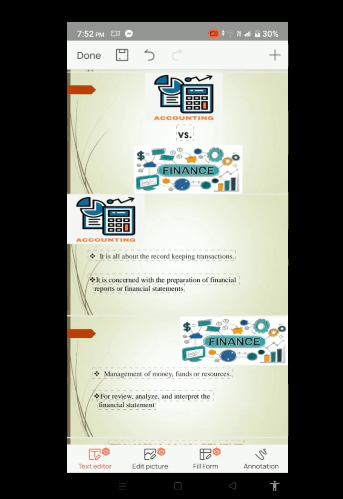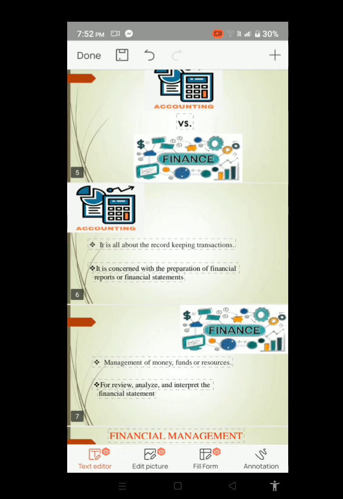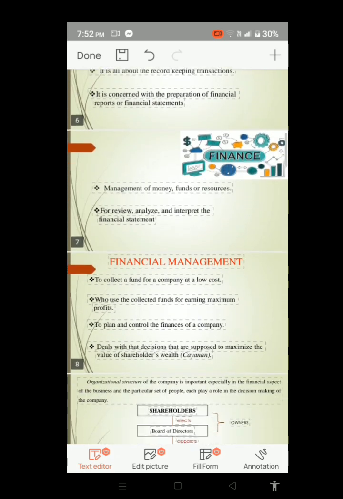Accounting versus Finance. Accounting is all about the record-keeping of transactions. It is concerned with the preparation of financial reports or financial statements. Finance is the management of money, funds, or resources, to review, analyze, and interpret the financial statements.